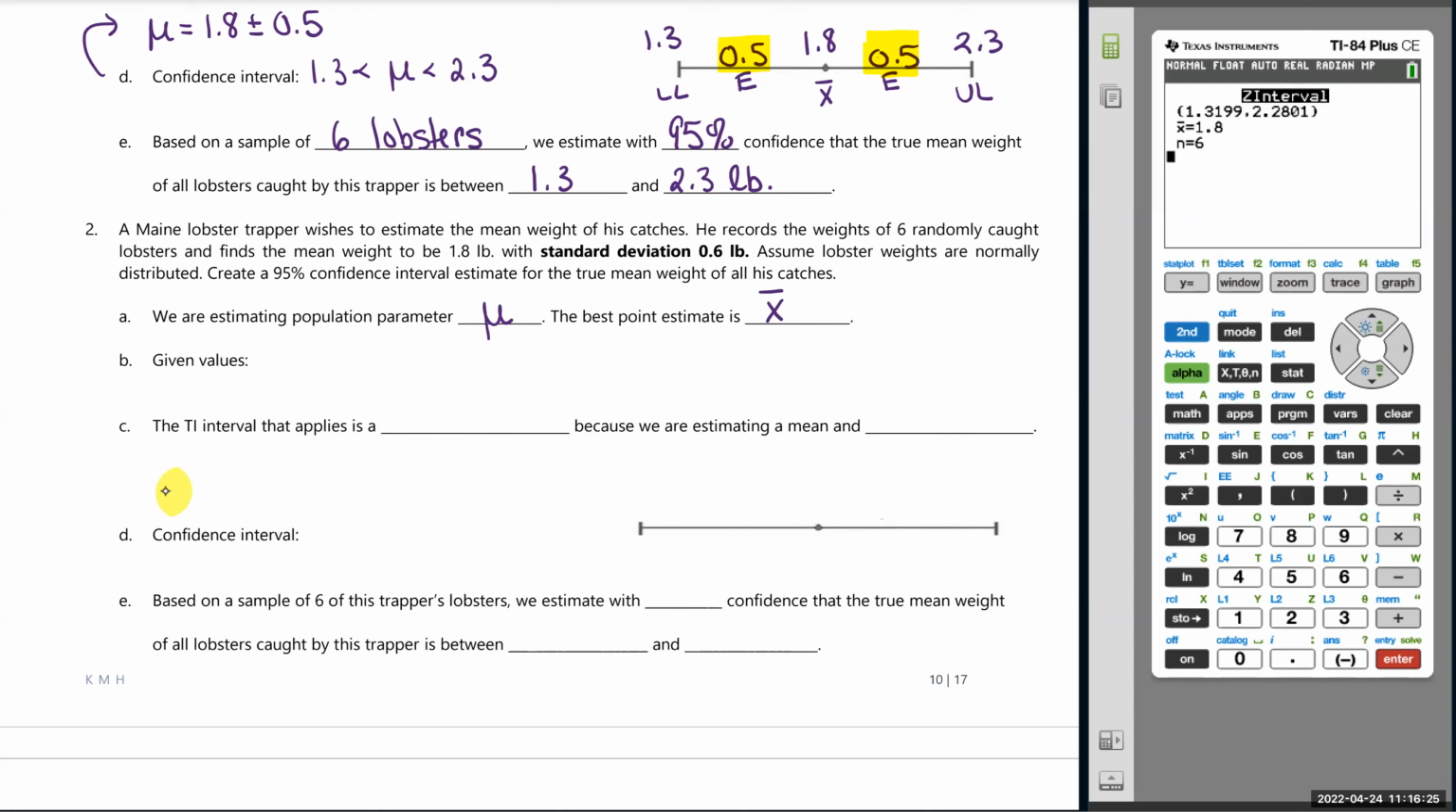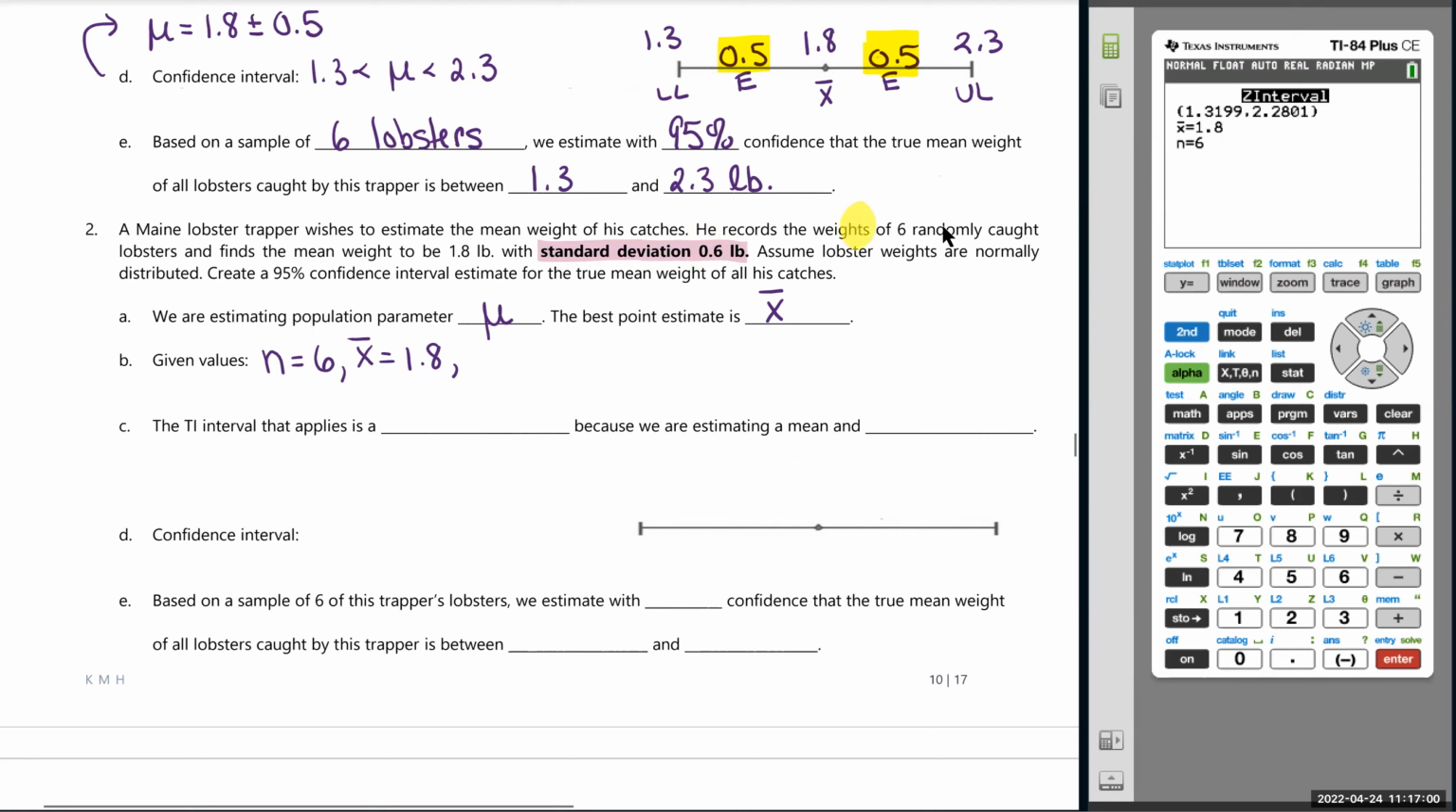He records the weight of 6 randomly caught lobsters and finds the mean weight to be 1.8 pounds with a standard deviation of 0.6 pounds. So let's talk about that given information. Lowercase n, our sample size, the number of lobsters, was 6. And for those 6 lobsters, the mean came out to be 1.8 pounds, and it had a standard deviation of 0.6 pounds.